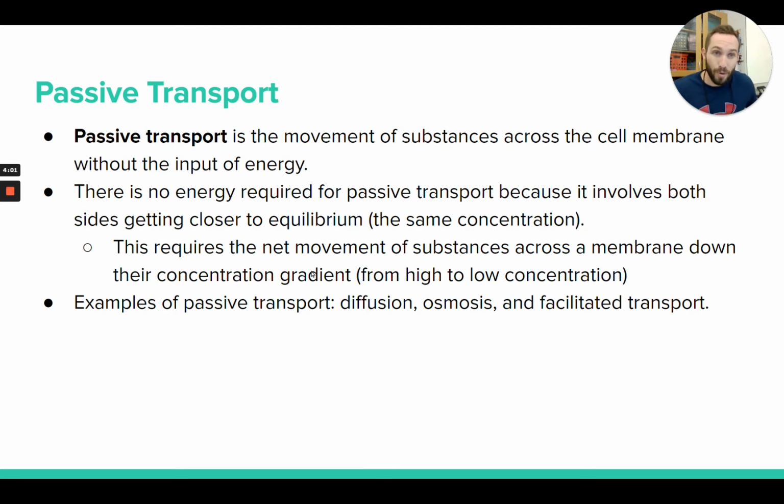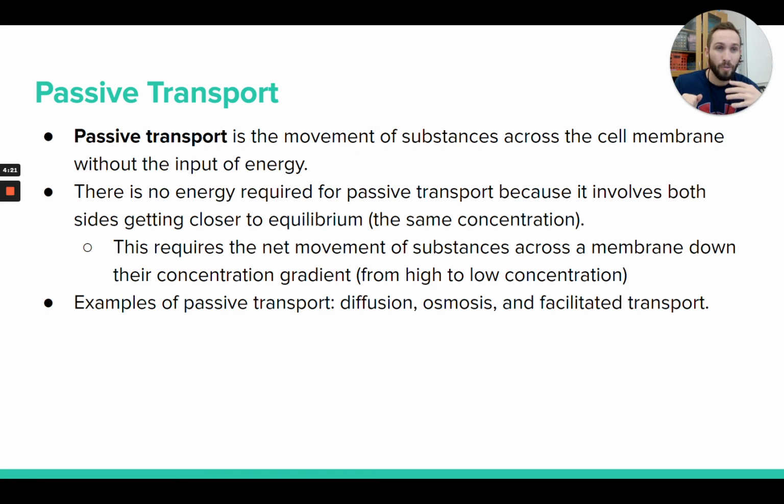So in passive transport, now let's get into it. This is when a substance is moving across the cell membrane without the input of energy. So when we have a specific substance going into or out of the cell, and it doesn't require an input of energy, meaning that it just happens all on its own, we would call that passive transport.